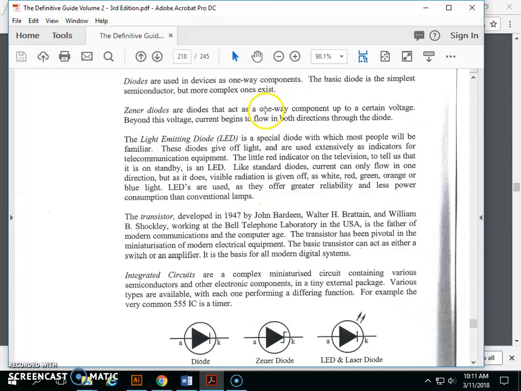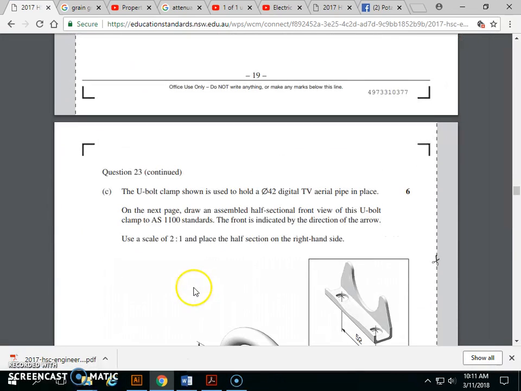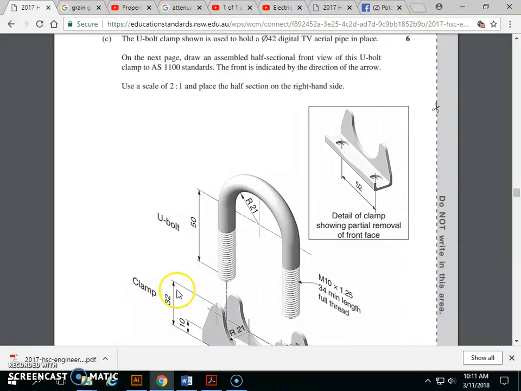Okay, sorry, a student just corrected me and says they're one way up to a certain voltage, just in case I said the wrong thing. Originally I was going to say air, but, you know, I suppose I should try and do the best I can. Okay, we've got a drawing question.